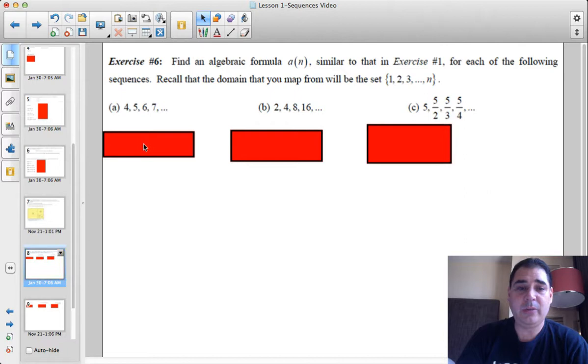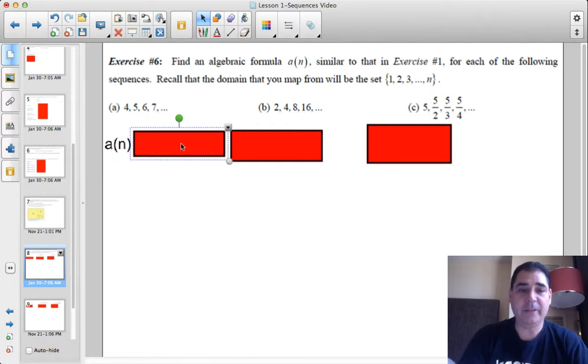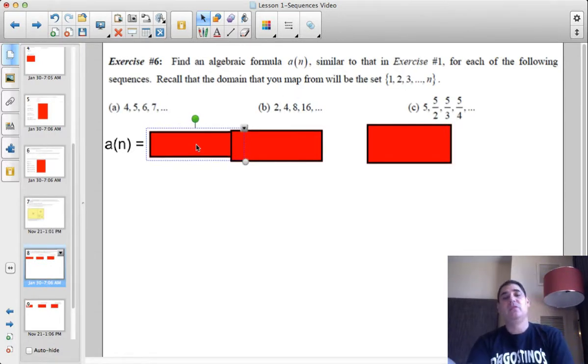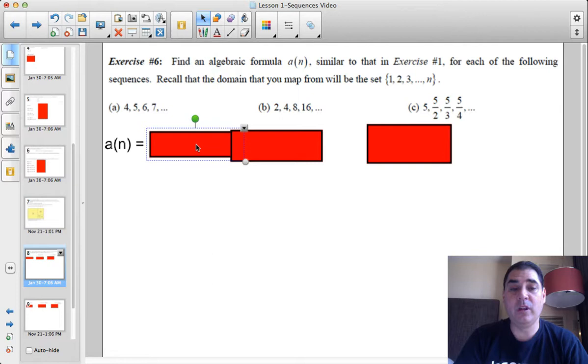So you're going to start out with A of n is equal to something. Now, what is it going by? As you can tell, what number is it going by? 4, 5, 6. It's going by 1, right? Now, remember exercise 1? It was 2n minus 1. That number next to n was what it was going by. That's a little hint. So if this is going by 1, you should start out with 1n.